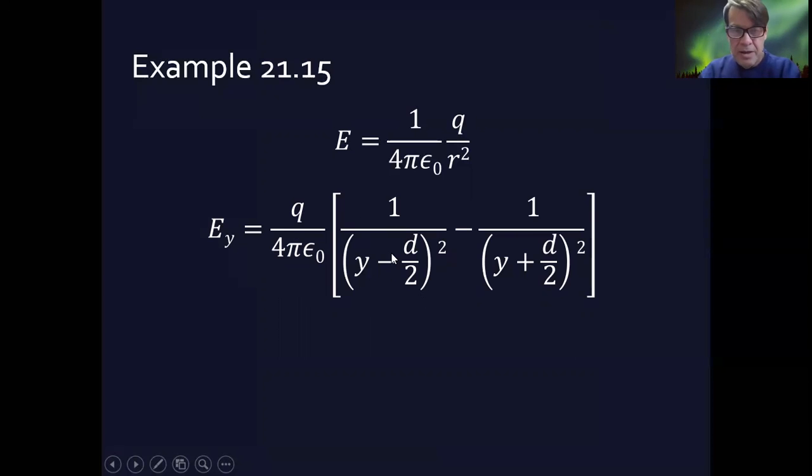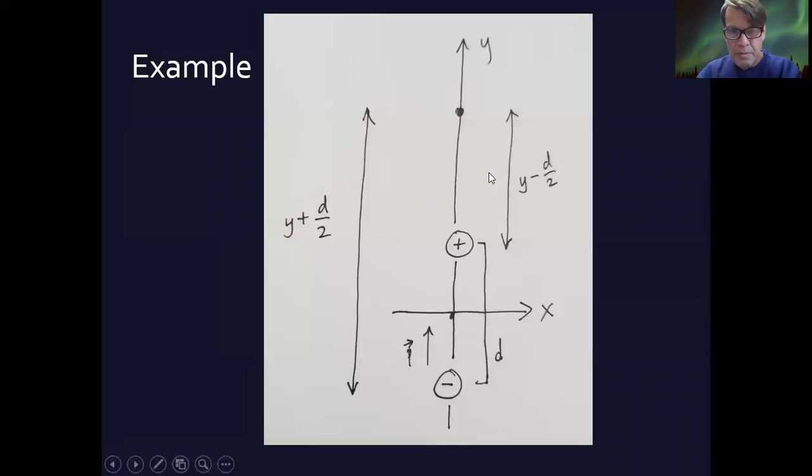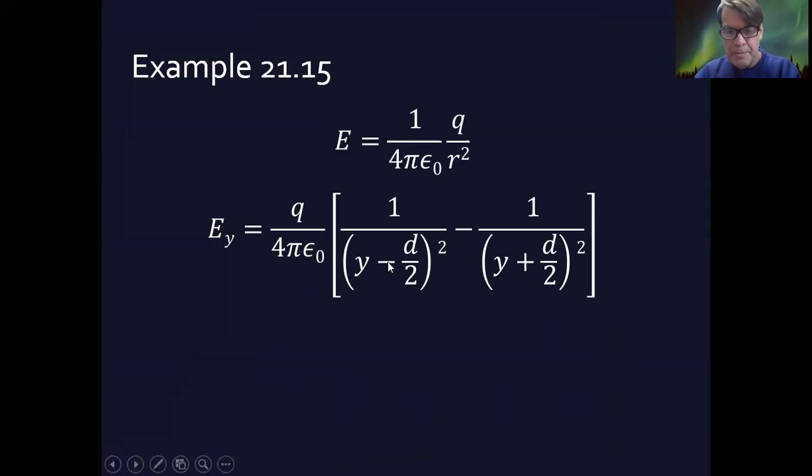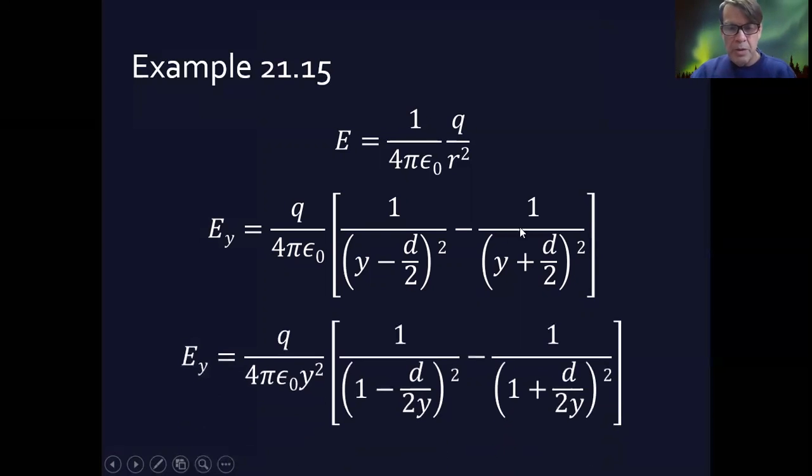Remember, we said that from the positive charge, this was the distance, and this was the distance for the negative charge. And so there you have it. We're going to square it, r squared, and then here is r squared for the negative charge. Okay, great. So now we do a little bit of algebra.